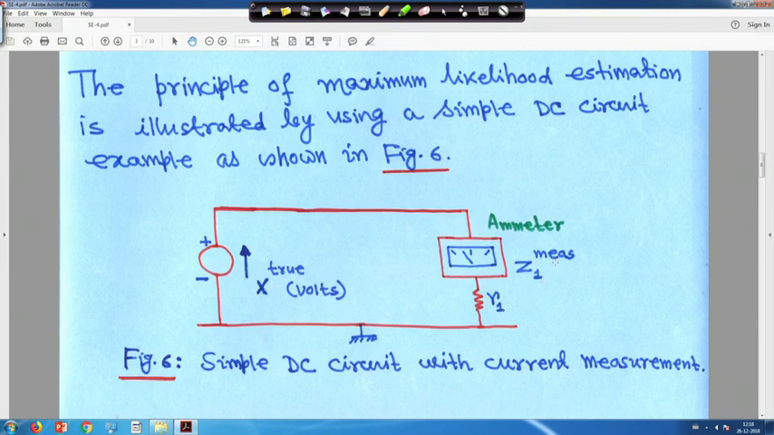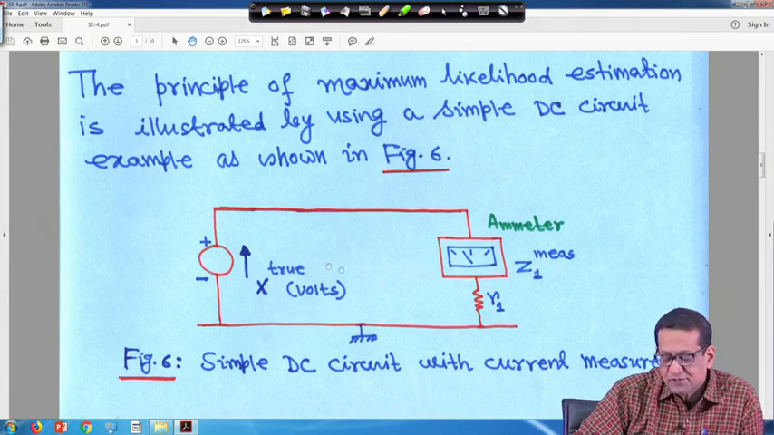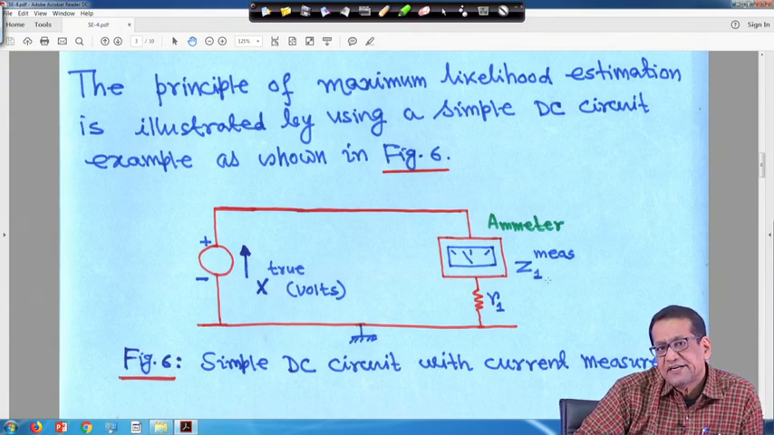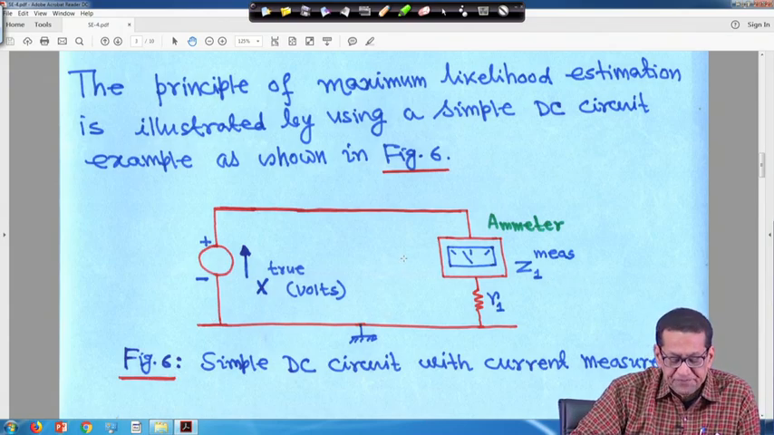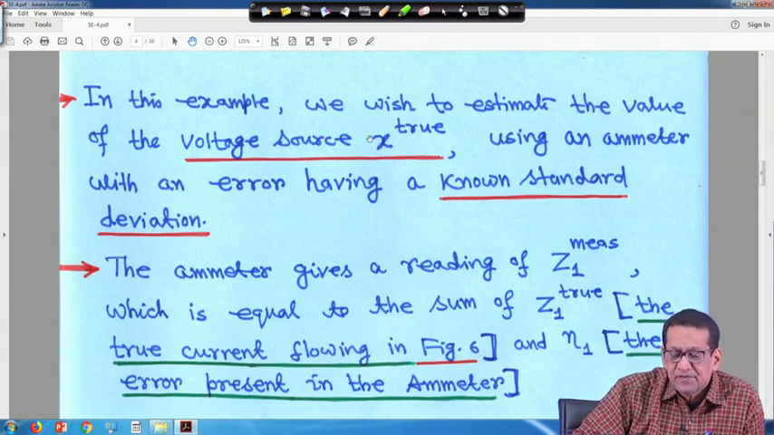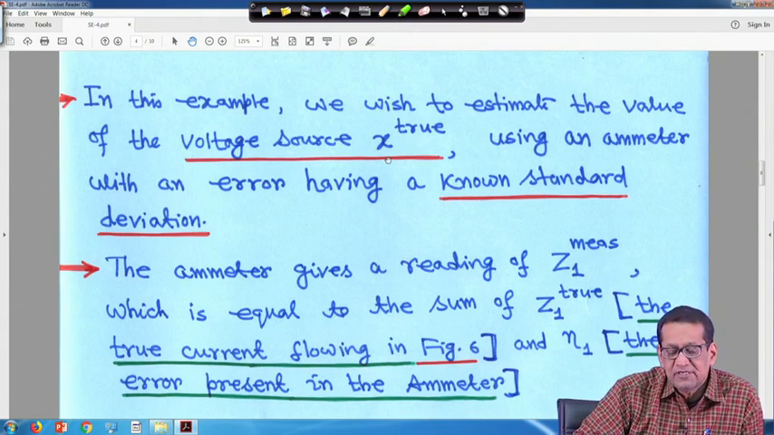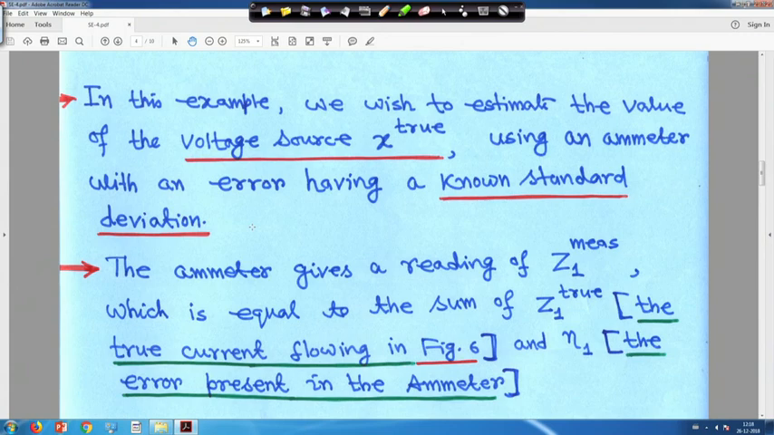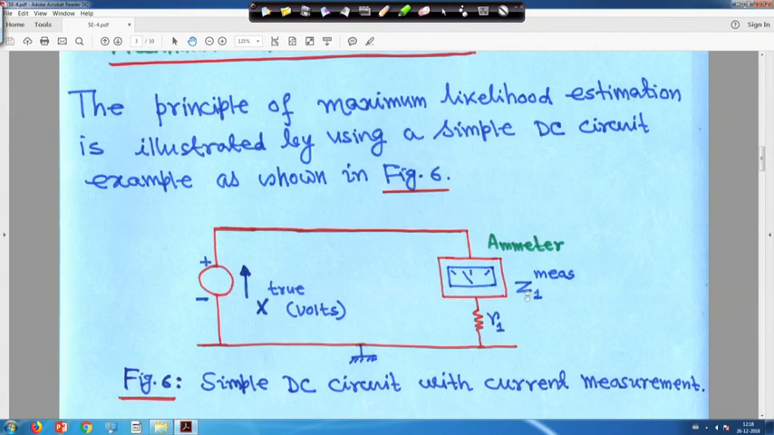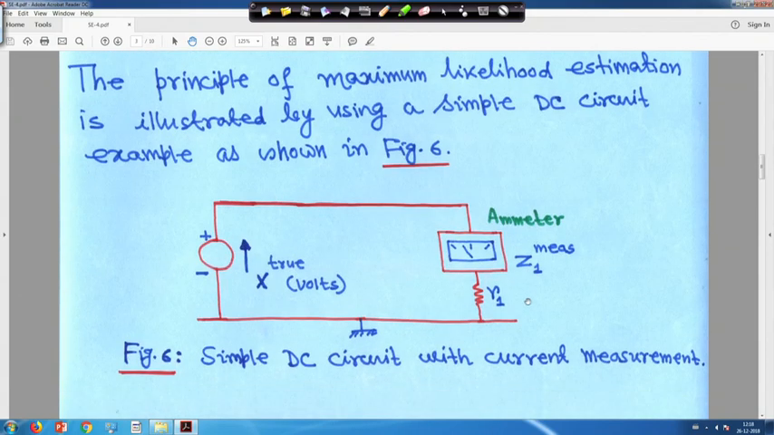Actually, Z1 measure means the ammeter reading, in amperes. So, Z1 measure will be x upon R1 in general, right, because x is the volt and Z is the current, ampere. Now, in this example, we wish to estimate the value of the voltage source x using an ammeter with an error having a known standard deviation. We know the ammeter, and we know the standard deviation, right. The ammeter gives a reading of Z1 measure, right.